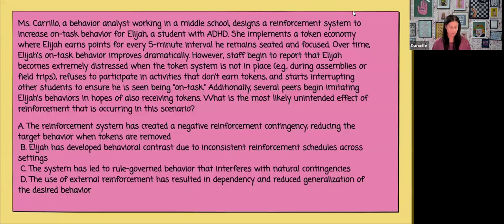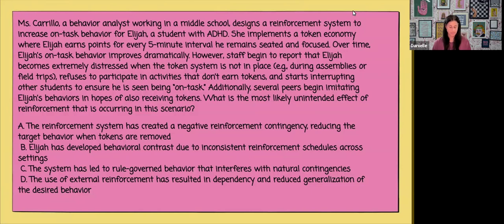During assemblies or field trips, he refuses to participate in activities that don't earn tokens, and starts interrupting other students to ensure that he is seen being on task. Additionally, several peers begin imitating Elijah's behavior in hopes of also receiving tokens. What is the most likely unintended effect of reinforcement that is occurring in this scenario?